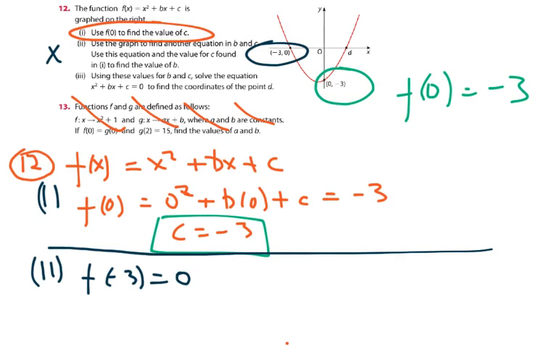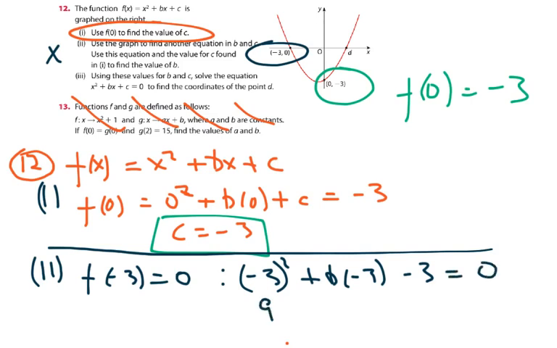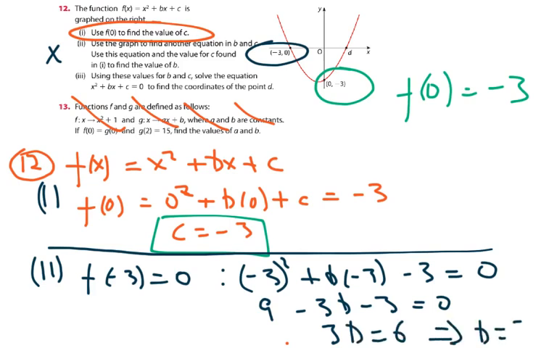So I'm going to put minus 3 into the function, and I'm going to get minus 3 squared plus b by minus 3 plus c, and c is equal to minus 3. We just did that a moment ago, and that's equal to 0. So we're going to get 9 minus 3b minus 3 is equal to 0, and that's going to bring the 3b to the far side. I'm going to get 3b is equal to 6, and that means that b is equal to 2.